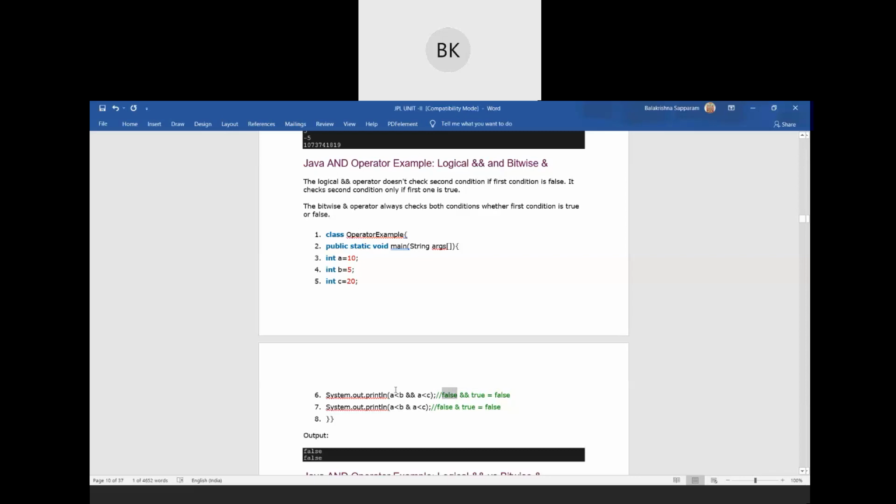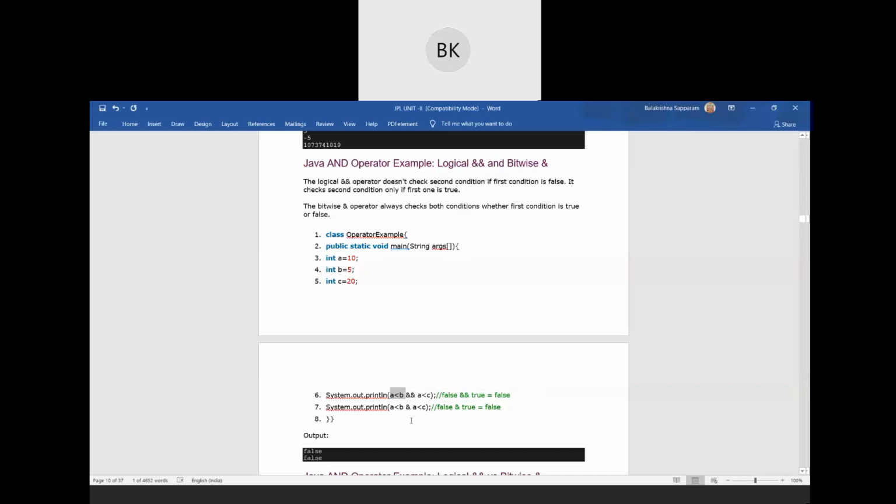Logical AND is a short circuit AND. What is the meaning of short circuit? If the first statement, A is less than B, is false, it means any one of the inputs is 0, any one of the inputs is false, so the output is also false. No need to check the second one, A is less than C. No need to check. That is called a short circuit operation.